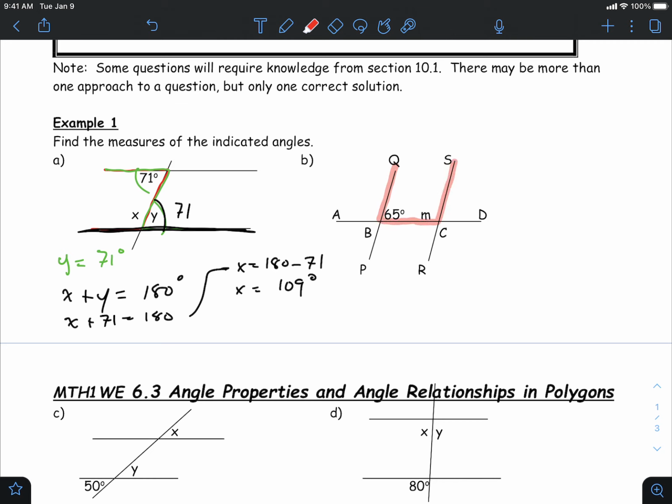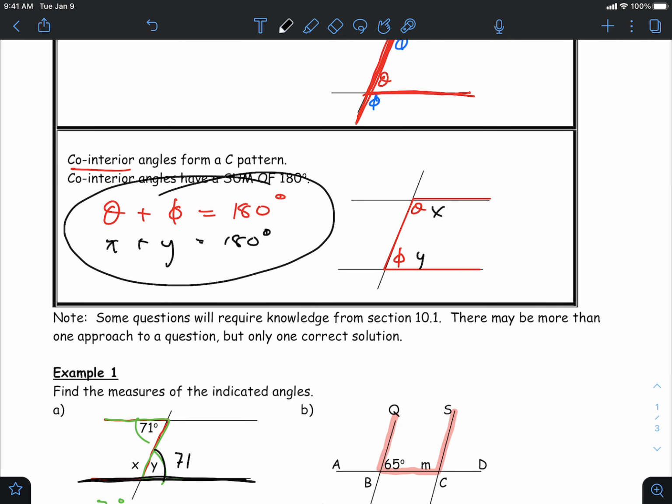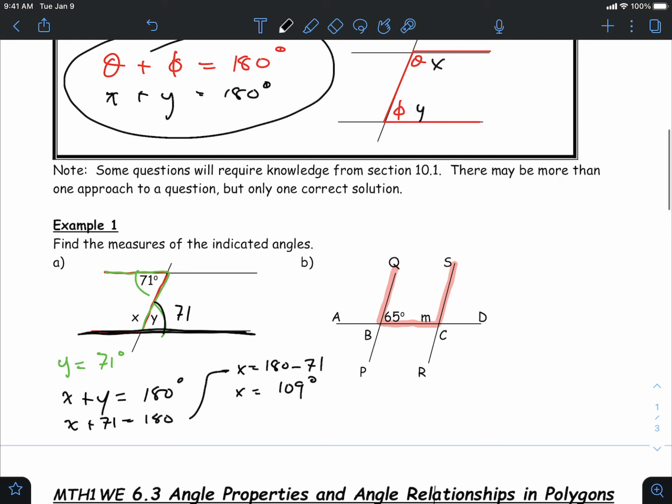So I'll get M. I'll use that C rule, the co-interior rule. Because we just wrote it above, I know that those two interior angles have to add to 180 degrees. So I know M plus 65 has to equal 180. That's the definition from the other side. And so M is going to equal 180 take away the 65. 180 take away 60 would be 120. Take away another 5 would be 115. Everybody agree?